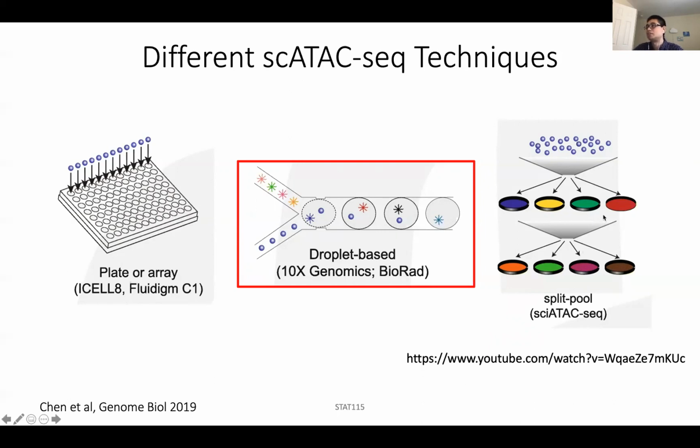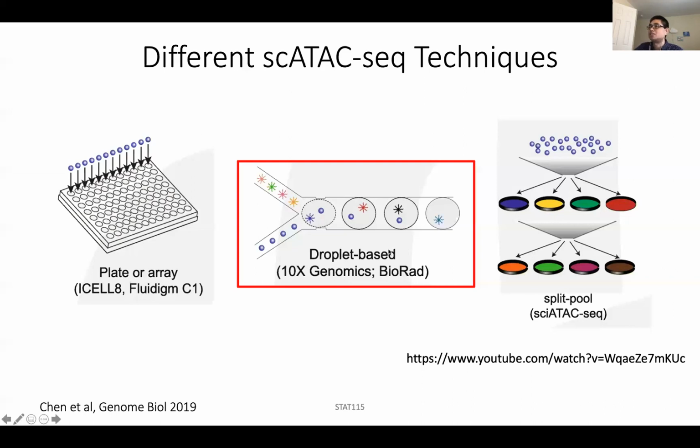So you first split the cells into different plates with different barcodes, and you collect them, pool them again, and then split again. So each cell will undergo a distinct path as marked by the barcode added at each step. But the problem is that you need a lot of cells to start with, because each round you can lose some of the cells, and it's not commercially available. So it could be labor intensive.